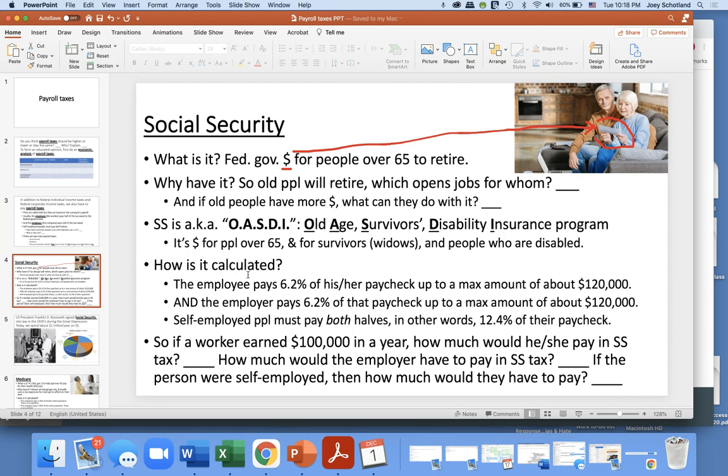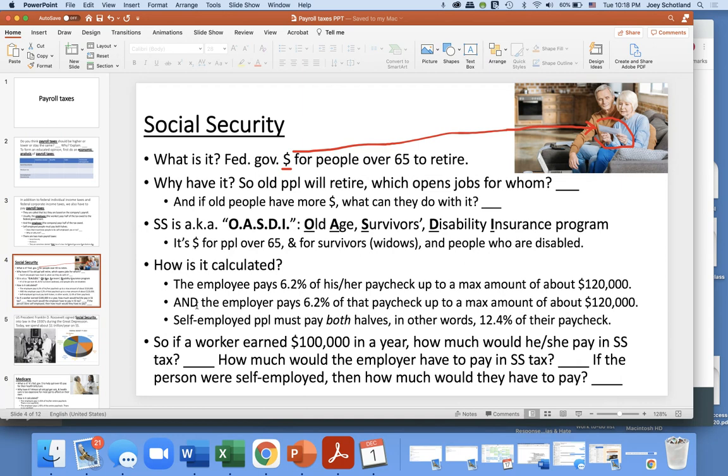How is it calculated? The employee, that is the worker, pays 6.2% of his or her paycheck up to a maximum amount of about $120,000. So any money you earn up to $120,000 gets hit with that 6.2% tax. Any money that you earn above $120,000 is not hit with the Social Security tax.